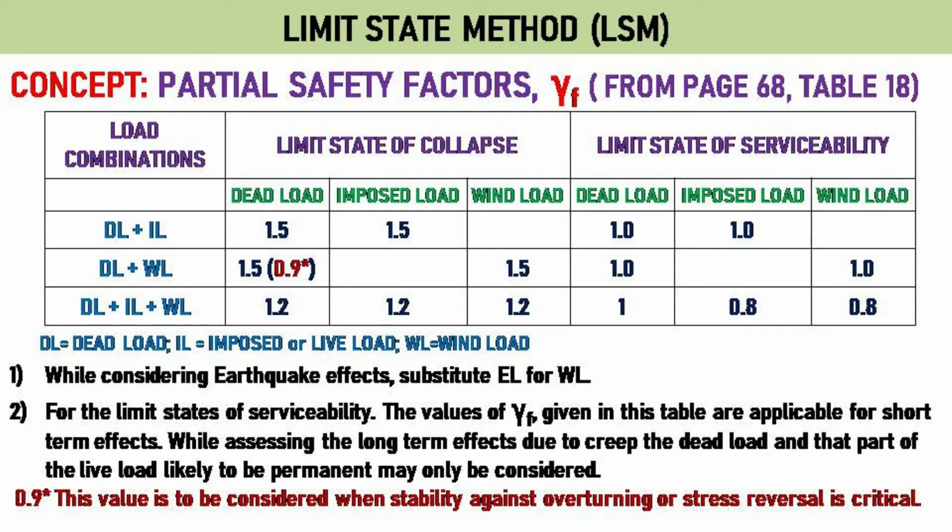In special cases, like when stability against overturning or stress reversal is critical, the partial safety factor of 0.9 is considered for dead load while designing. For the limit states of serviceability, the values of gamma F given in this table are applicable for short-term effects. While assessing the long-term effects due to creep, the dead load and that part of the live load likely to be permanent may only be considered.